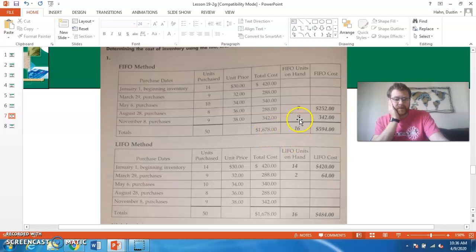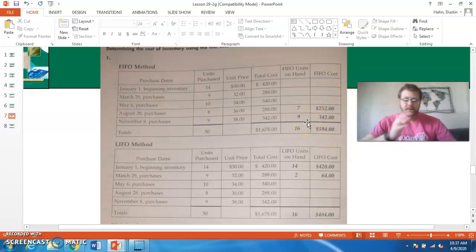16 left on hand, so take 9 times $38, that equals your 342. 7 times 36 equals your 252. Add these two numbers up, and that is where your 594 comes into play. Okay, so right there is how you do FIFO.